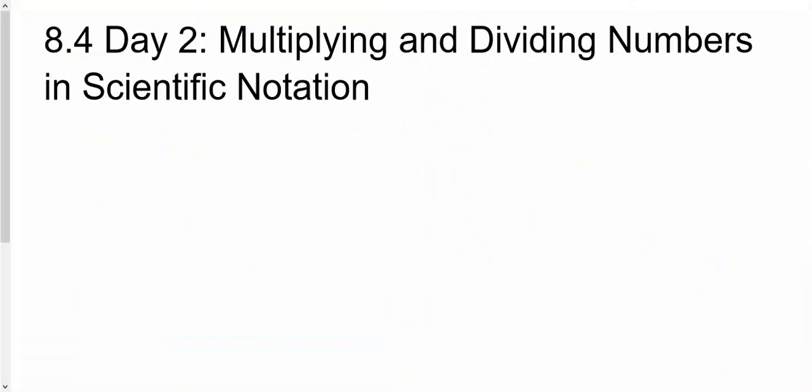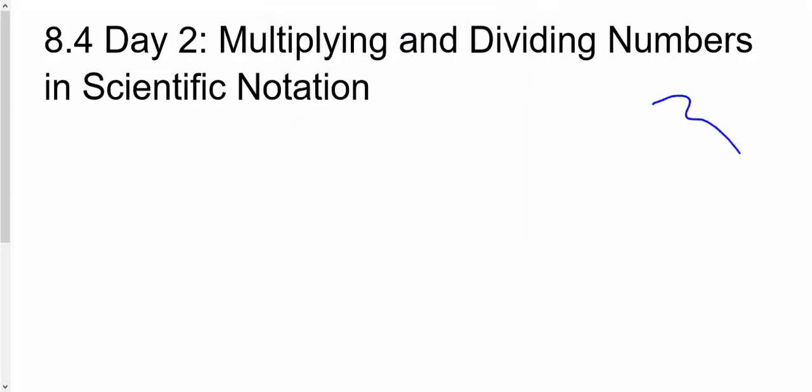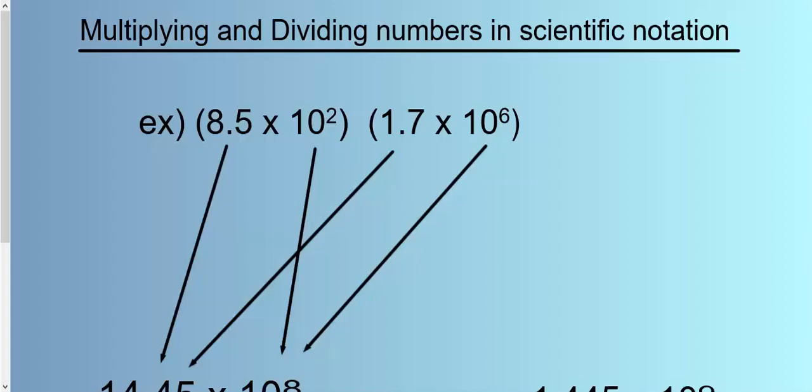Okay, so 8.4 day 2, you're going to be multiplying and dividing numbers in scientific notation. This is a little more tricky skill, I guess, compared to day 1, but very important nonetheless. So what you're going to be doing is you're going to be seeing things that look like this, where you're multiplying two numbers that are in scientific notation, or dividing them, or raising them to a power.